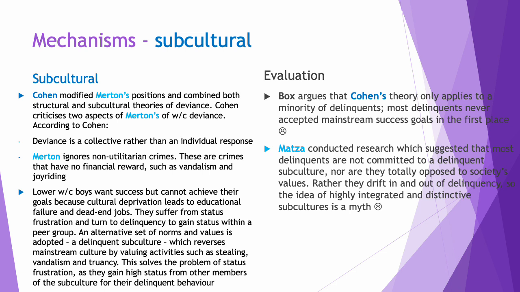Lower working class boys want success but can't achieve their goals because cultural deprivation leads to educational failure and dead-end jobs. They suffer from status frustration and turn to delinquency to gain status within a peer group. An alternative set of norms and values is adopted, a delinquent subculture, which reverses mainstream culture by valuing activities such as stealing, vandalism, and truancy. This solves the problem of status frustration, as they gain high status from other members of the subculture for their delinquent behaviour.